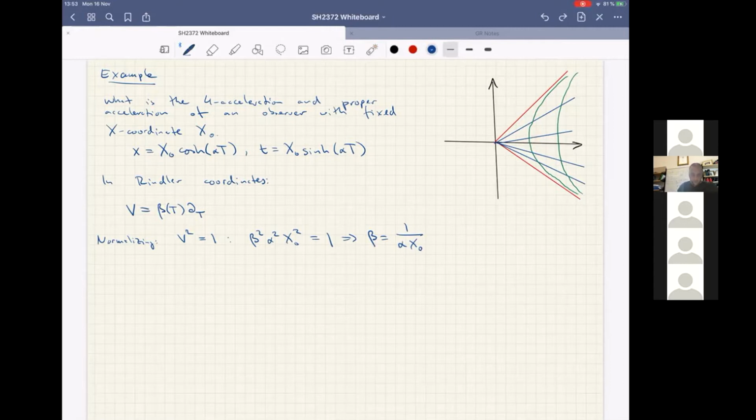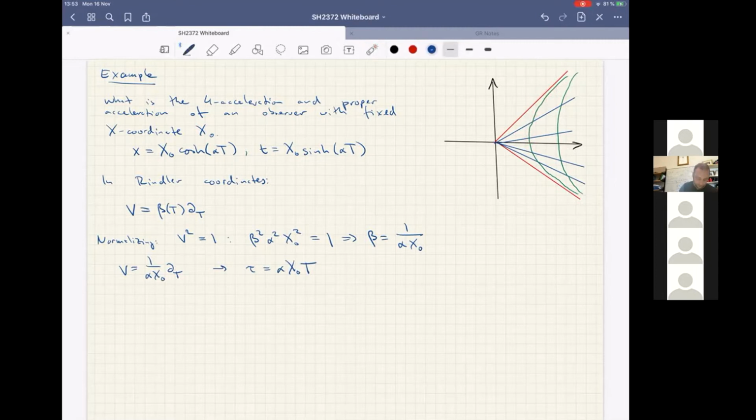Okay, so this means that v is 1 over alpha x0 dt, which is going to mean that if I want to use a parameterization such that I get this normalization automatically, the proper time is going to be tau equals alpha x0 multiplied by t. That's the proper time along one of these hyperbolae.